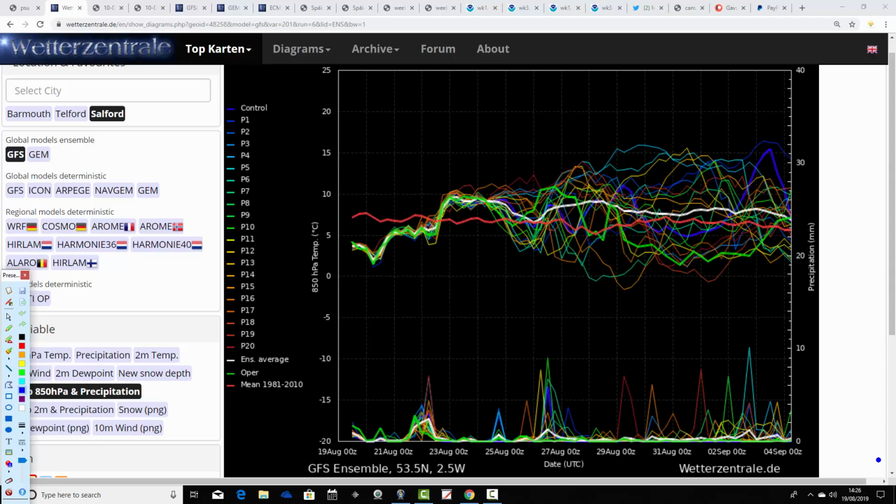It's too far away at the moment to have any confidence about where we're going for the end of August and the beginning of September in terms of the temperature and also really in terms of the pattern. A lot of uncertainty is in there.